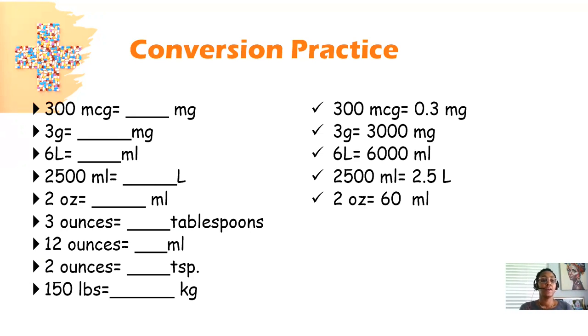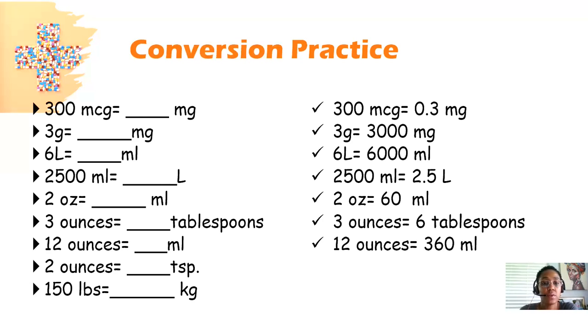Good. So 3 ounces, how many tablespoons? And you can always pause the video if you want time to work it out. Right, our answer is 6 tablespoons. 12 ounces, how many mLs is that? 12 ounces is 360 mLs. 2 ounces is 12 tablespoons.